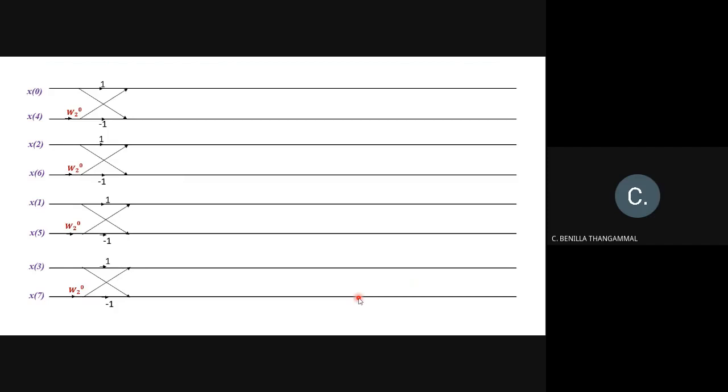Next, the output can be calculated as V11 of 0, that is the first one, going to be x of 0 plus x of 4 into W suffix 2 power 0. So x of 0 plus W suffix 2 power 0 into x of 4. The next is going to be with the minus, so it is x of 0 minus W suffix 2 power 0 into x of 4. Similarly, the next is x of 2 plus W suffix 2 power 0 into x of 6, and the next will be the complex conjugate here. Similarly, you'll be getting your values here. So now we'll be obtaining the output of your first stage.